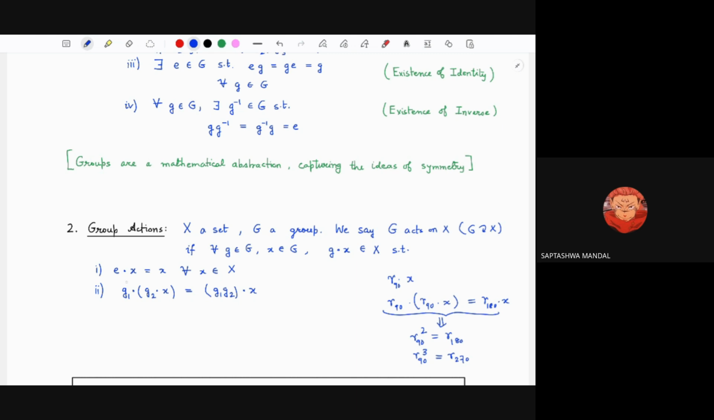In particular, we demand these two conditions. The identity of the group should act trivially. Otherwise, we want to incorporate some characteristics of the group inside, and if the identity does not act trivially, then God help us. That's the first one. And the second one is that acting by some g2 and then acting by some g1 on this object x should correspond to the multiplication g1 times g2 acting on x.